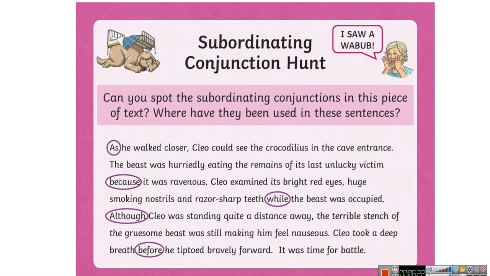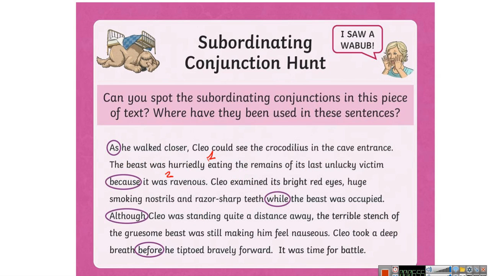So the beast was hurriedly eating the remains of its last unlucky victim. We have idea number 1 right here. And we have, it was ravenous. We're given the reason of that idea. So we need to connect those. I use because. And just simply by using because, I'm making a longer sentence. This is only one sentence, and it's long because I'm using because.